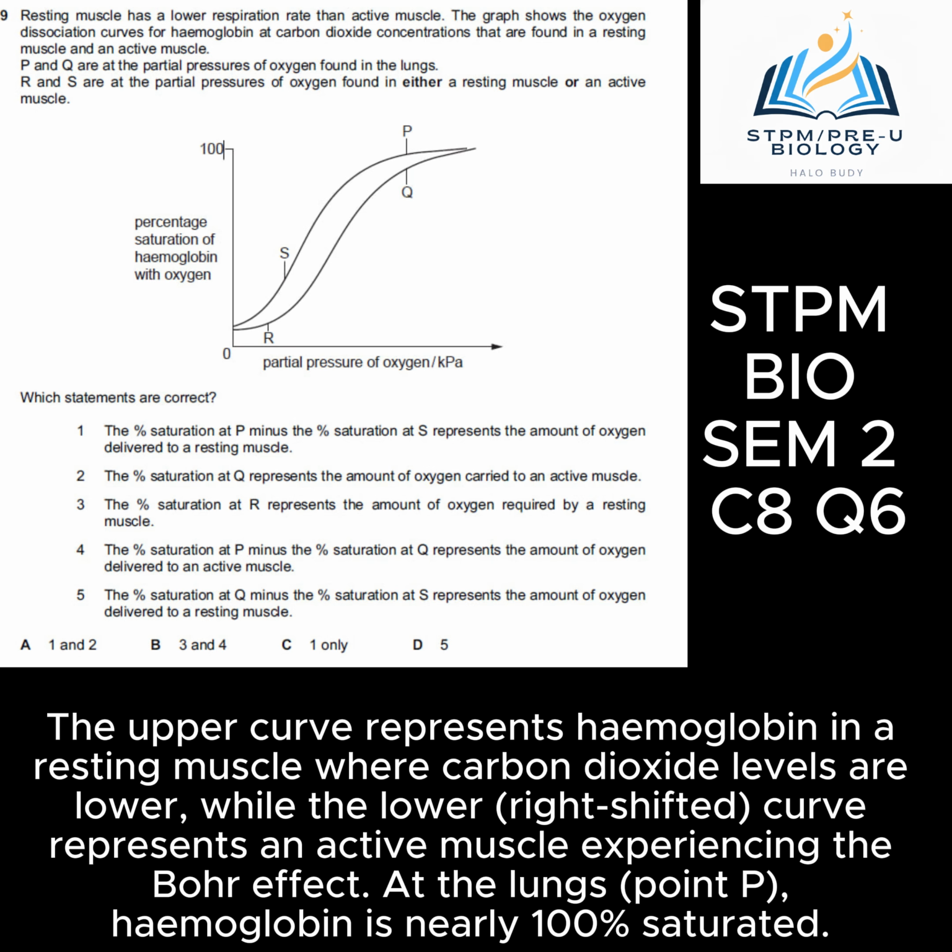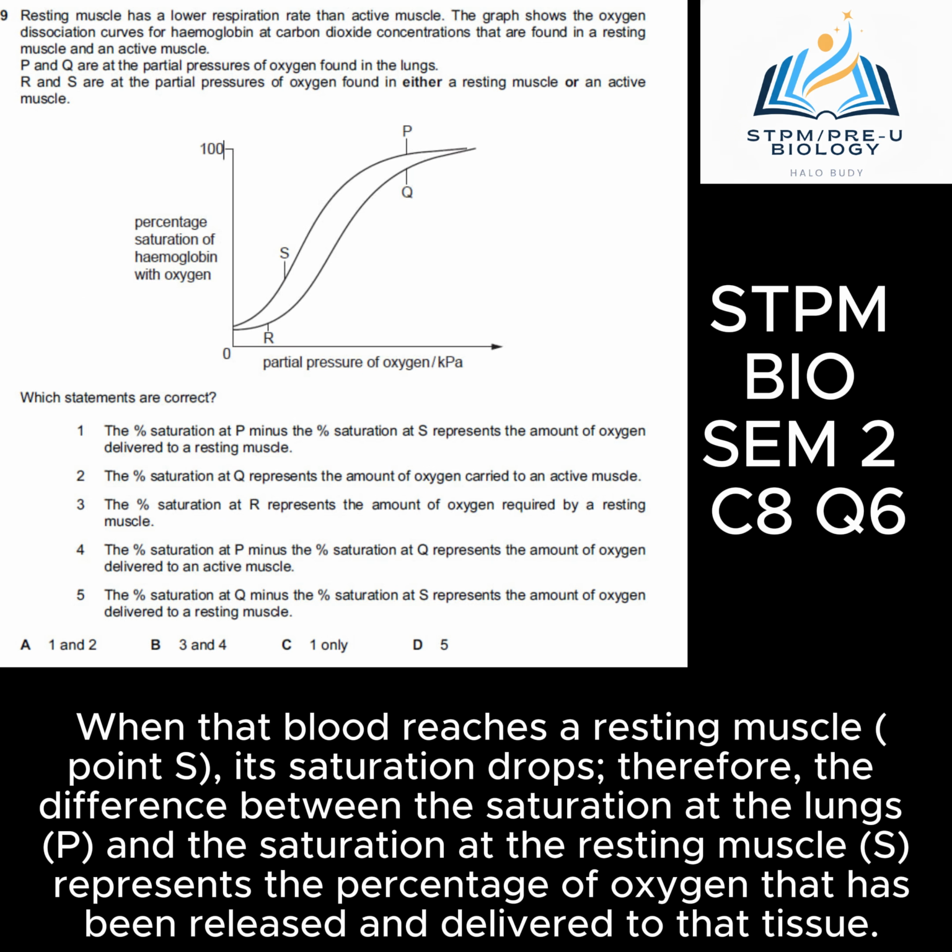The upper curve represents hemoglobin in a resting muscle where carbon dioxide levels are lower, while the lower right shifted curve represents an active muscle experiencing the Bohr effect. At the lungs point P, hemoglobin is nearly 100% saturated. When that blood reaches a resting muscle point S, its saturation drops.